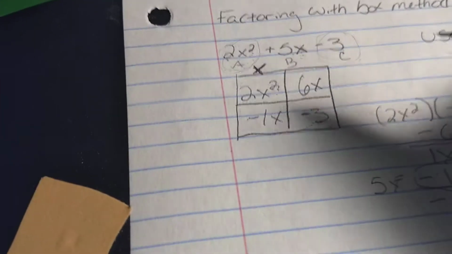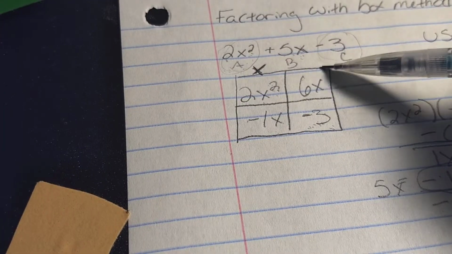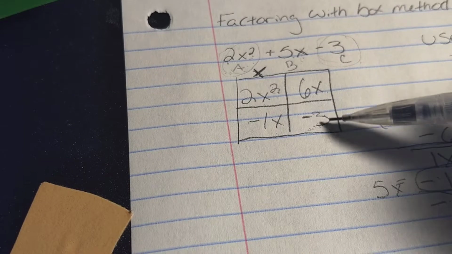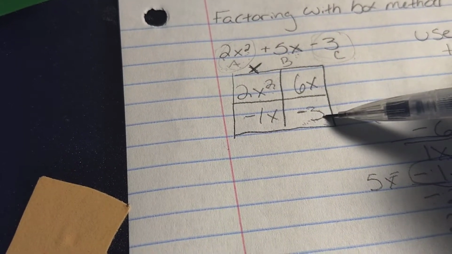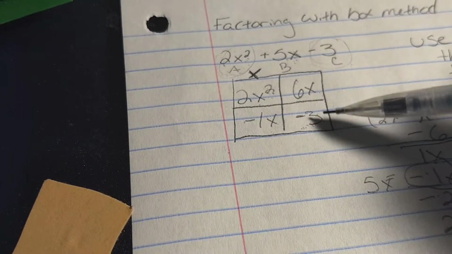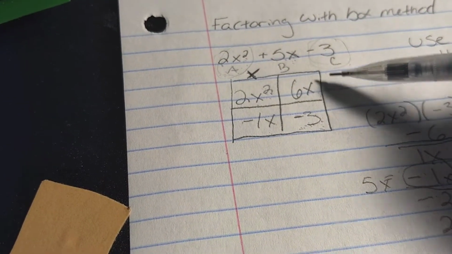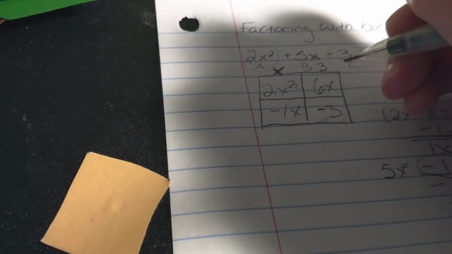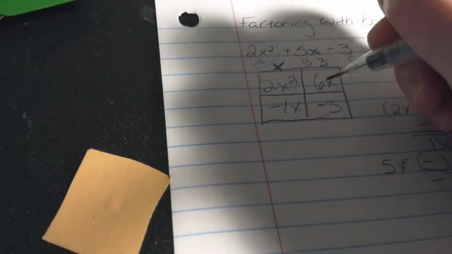Okay? Then I'm going to look at these two boxes. The thing that I see that they have in common is 3. 3 times 1 equals 3. 3 times 2 equals 6. So then I'm going to write that above this box.